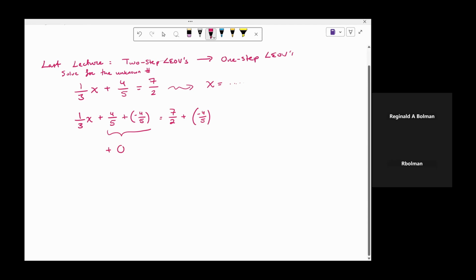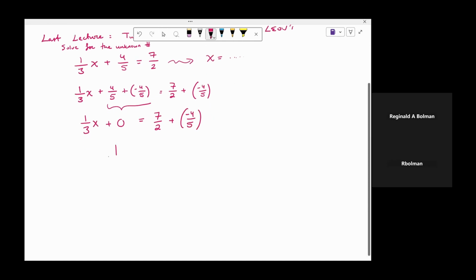4/5 plus negative 4/5, by the additive inverse law, becomes 0. And you've got 1/3 x plus 0 is equal to 7/2 plus negative 4/5. Okay, and then 1/3 x plus 0 is just 1/3 x. So you get 1/3 x is equal to 7/2 plus a negative 4/5.